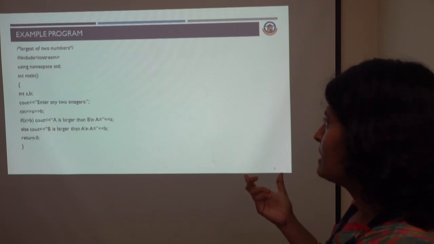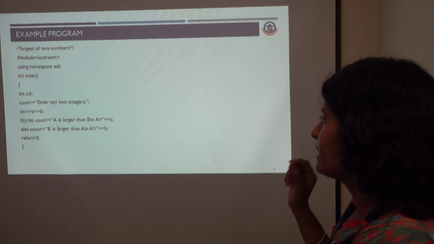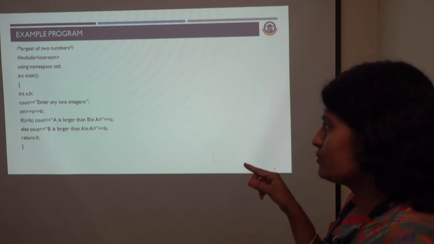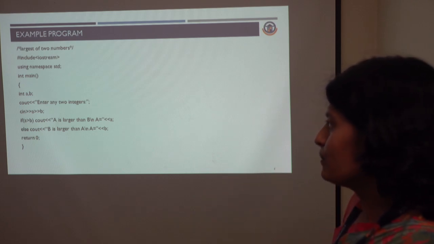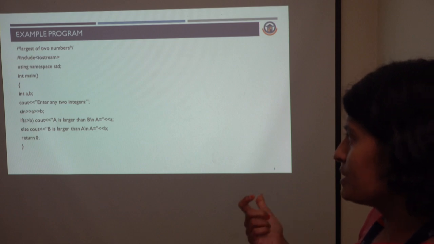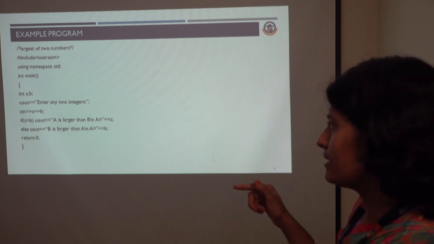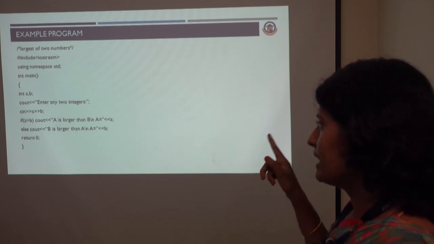We are going to see the sample program. This is the sample program for the if-else statement. Here, let us assume the value of a is again 10 and the value of b is 5. If the given condition is true here, the value of a is 10 and the value of b is 5, so a is greater than b. So it will print a is larger than b, a equal to 10.